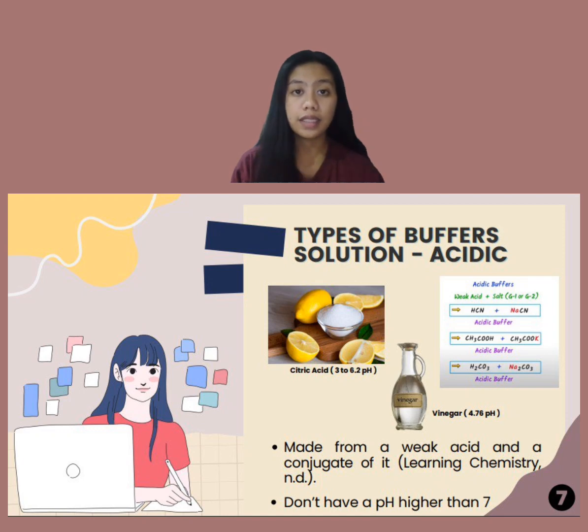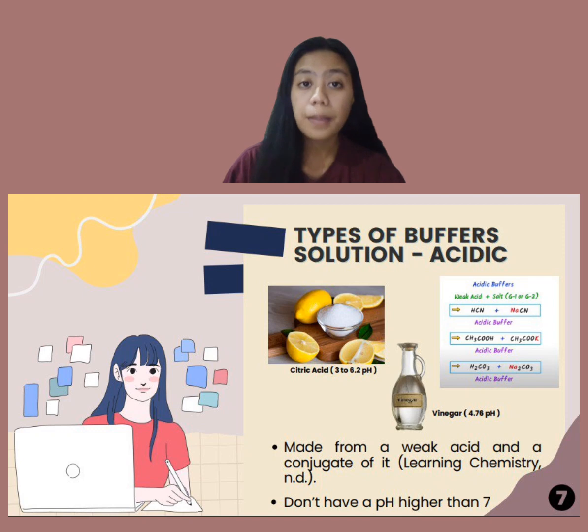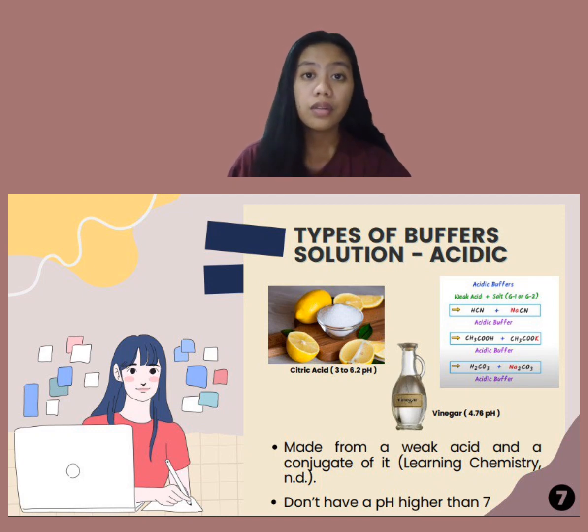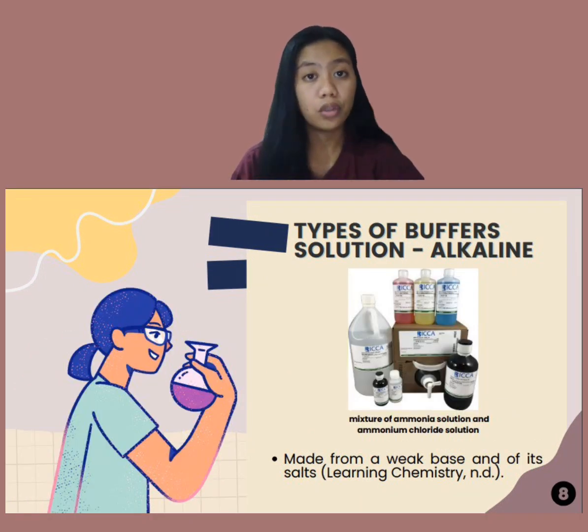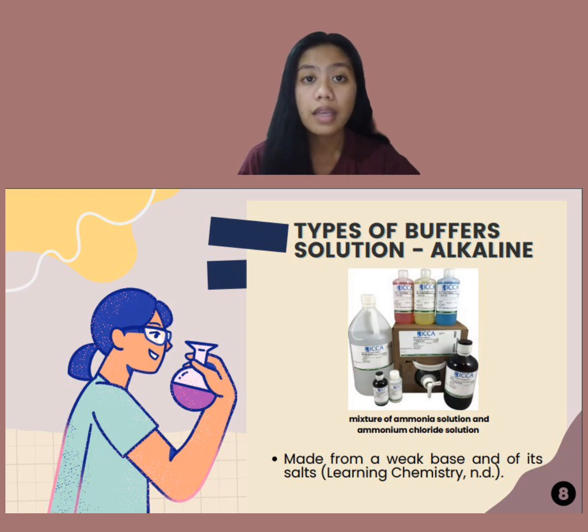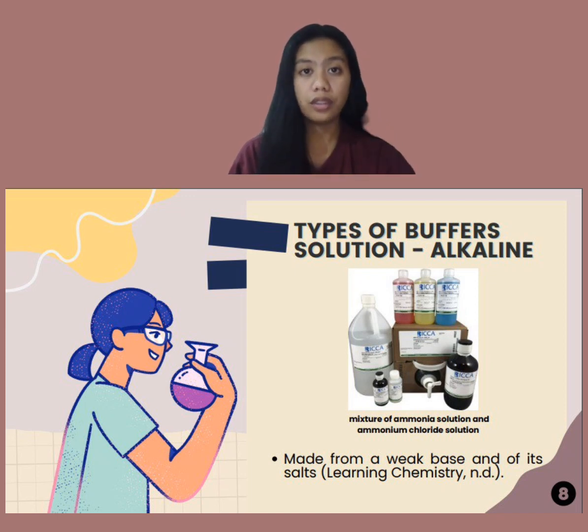The first one is the acidic solution. It is commonly made from a weak acid and one of its salts, often a sodium salt. An example of it would be a mixture of ethanoic acid and sodium ethanoate in solution. Also, acidic buffer solutions don't have a pH higher than 7. The second type is the alkaline solution. It is made from a weak base and one of its salts. A frequent example of it would be a mixture of ammonia solution and ammonium chloride solution. An alkaline buffer solution has a pH greater than 7.